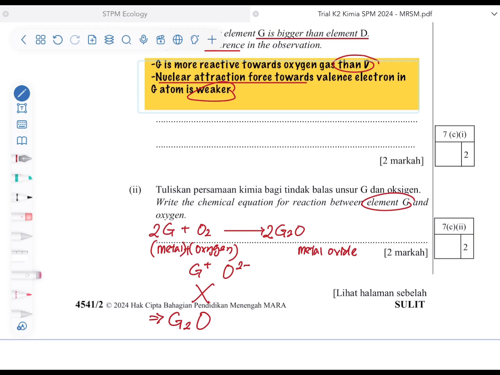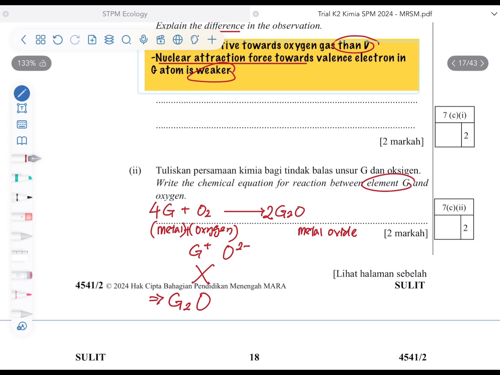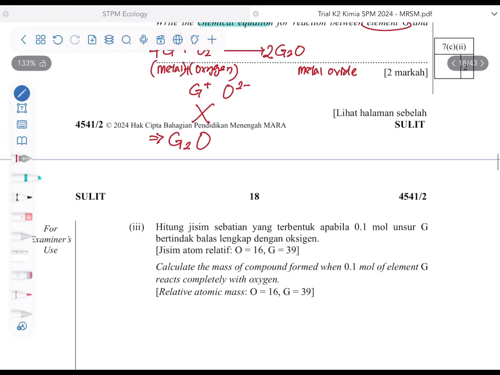Now I put a 2 over here, so my G is not balanced again, because left is 2 G, right is 4 G. So erase this 2 and write 4. Isn't this already balanced? So this is how we balance the chemical equation, and this will be the answer. Okay.